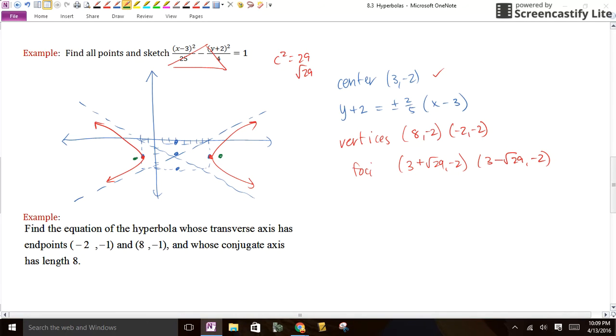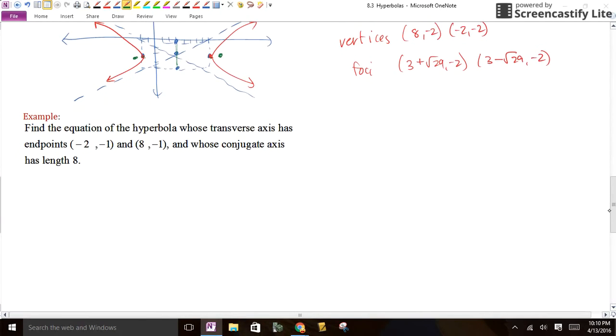Now, one thing I should probably mention is the line that connects vertex to vertex is called the transverse axis. So if you connect a vertex to a vertex, it's called a transverse axis. And the one that does the covertices, which we don't really call covertices, but we'll call them here, that is called the conjugate axis. And the reason I say that is you're probably looking at the next example and you see that there's this thing called a transverse axis and a conjugate axis.